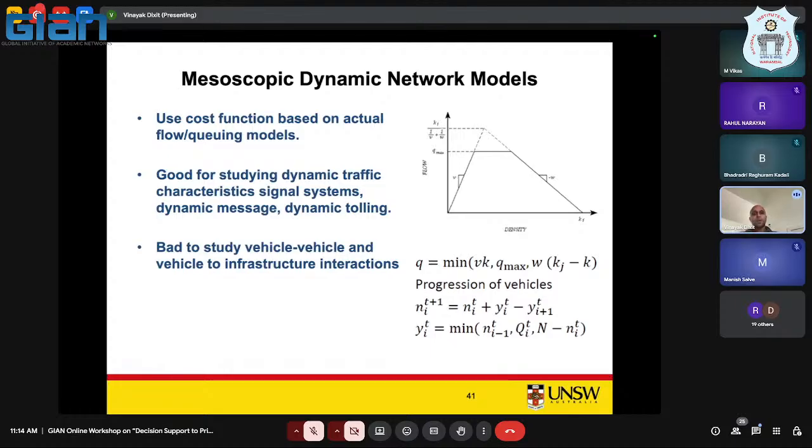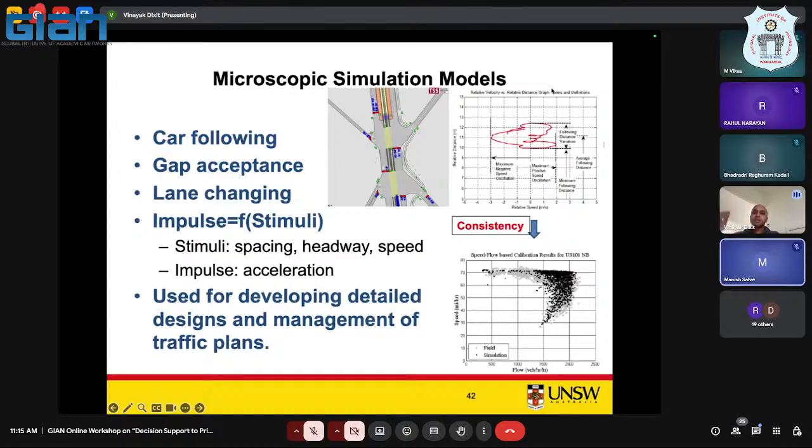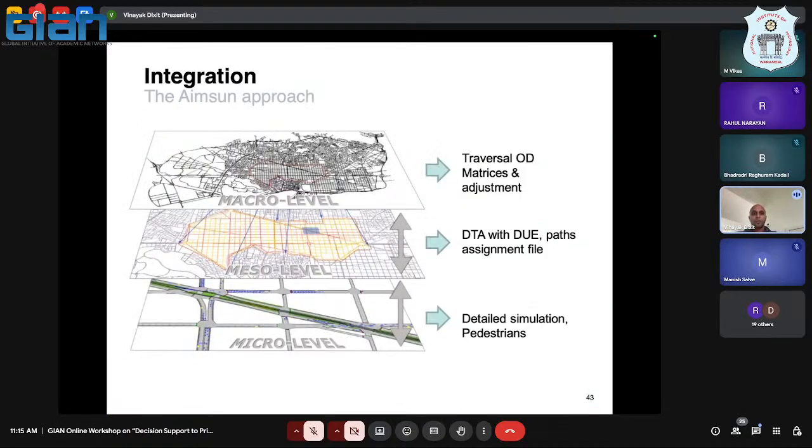Then you have the mesoscopic model. It's used for dynamic message signs, tolling, information, and signal systems, and it basically uses flow-density curves. It says that on this link, given the density, this is going to be the speed. That is usually what it is doing. Then microscopic is actually doing car following, lane changing, and it is looking at interaction between the different vehicle types.